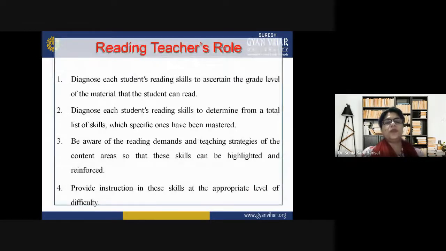Now, the reading teacher's role. What is the teacher's role? Let's describe it. Diagnose each student's reading skill because each student has individual differences. Diagnose the reading skills to ascertain the grade level of the material that the student can read. Diagnose each student's reading skills to determine from a total list of skills which specific ones have been mastered. Be aware of the reading demands and teaching strategies of the content areas so that these skills can be highlighted and reinforced. Provide instruction in these skills at the appropriate level of difficulty.